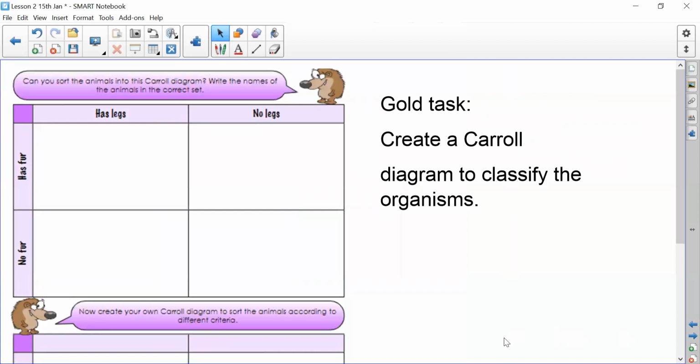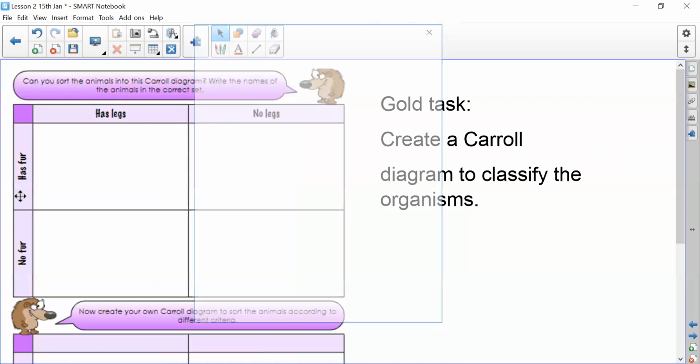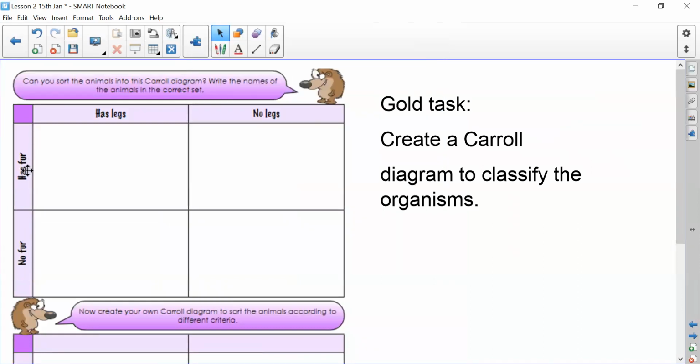And then the gold task, this is the Carol diagram I mentioned earlier. So there you have has legs or no legs and has fur or no fur. So if it has fur and legs, you write the answer in here. If it has fur but no legs, you write it in here. If it has legs but no fur, you write it in here. And if it has no fur and no legs, you write it in here. So it's just a slightly more complex way of sorting the organisms.